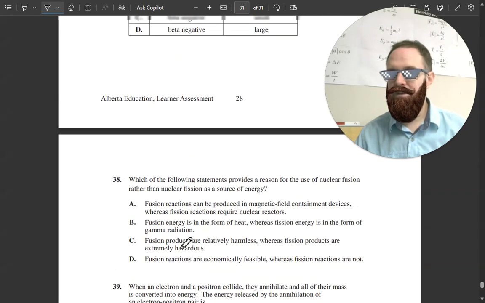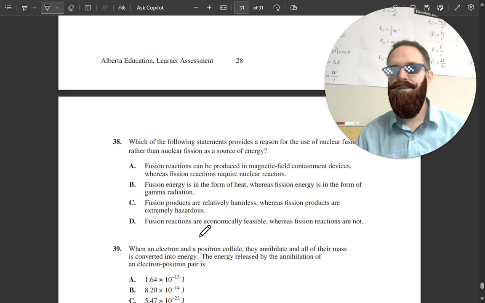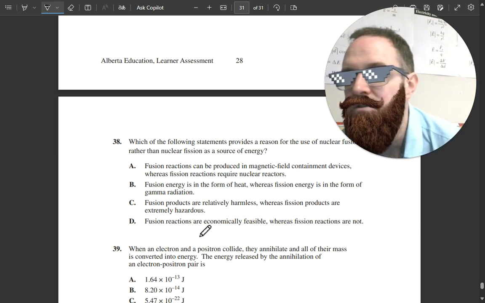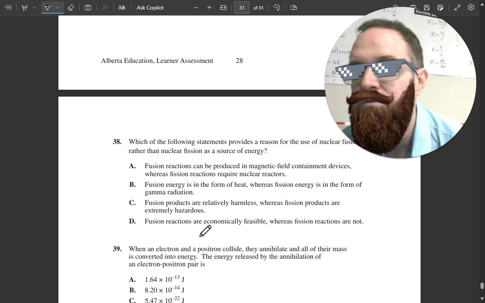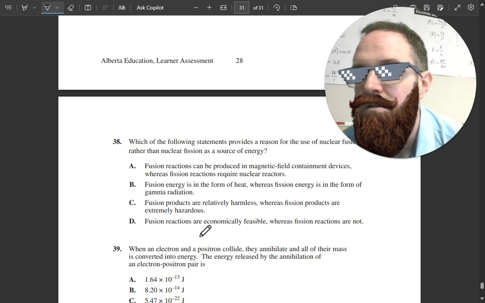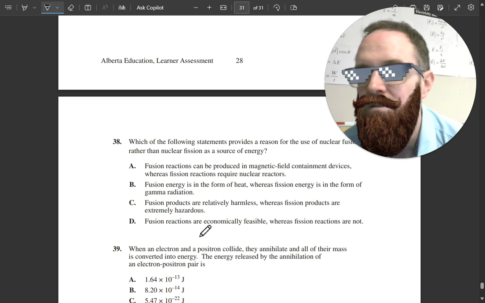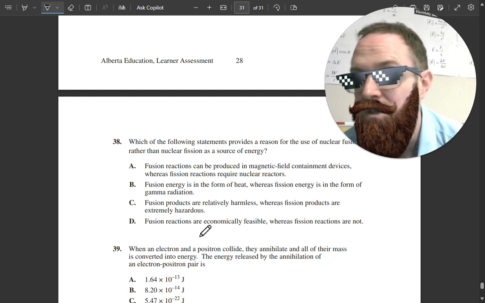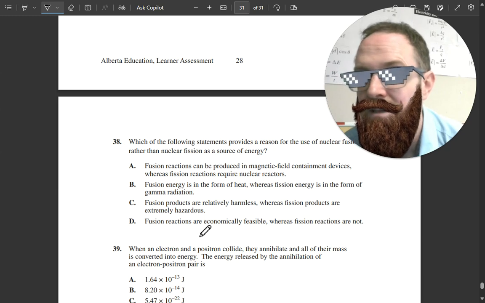Which of the following statements provides a reason for nuclear fusion rather than nuclear fission as a source? There's a reason to use nuclear fusion rather than, okay. Fusion reactions produce, no, probably not. Fusion energy is in the form of heat. Fission is in the form of gamma. No, that's not true. It's mostly heat. They all produce like gamma radiation. Fusion products are relatively harmless. That's probably true because they produce helium and stuff.